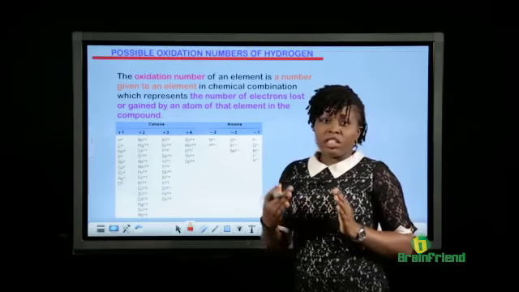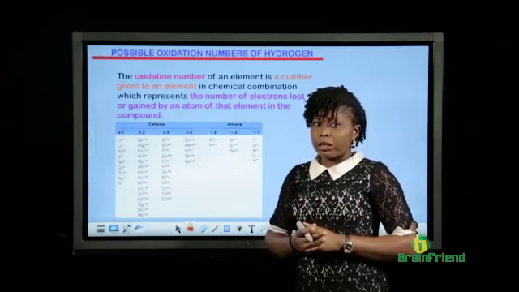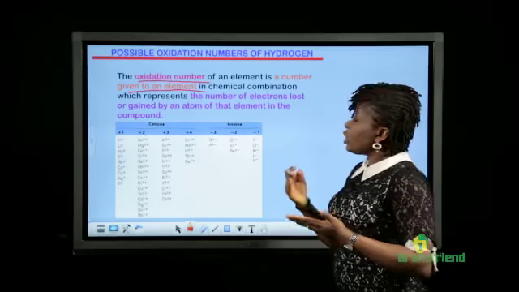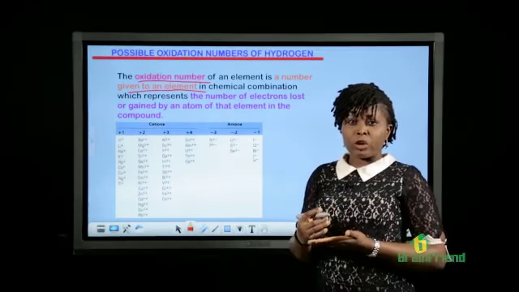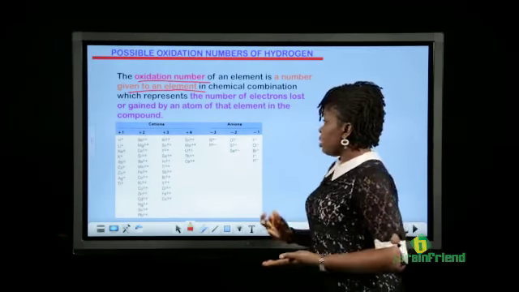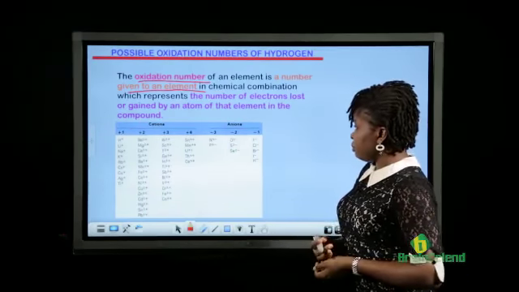Now we'll be looking at the oxidation numbers of hydrogen. But before we talk about the oxidation number of hydrogen, we'll be looking at what oxidation number is. So we say that the oxidation number of an element is a number that is given to an element in a chemical combination which represents the number of electrons gained or lost by that atom or element.